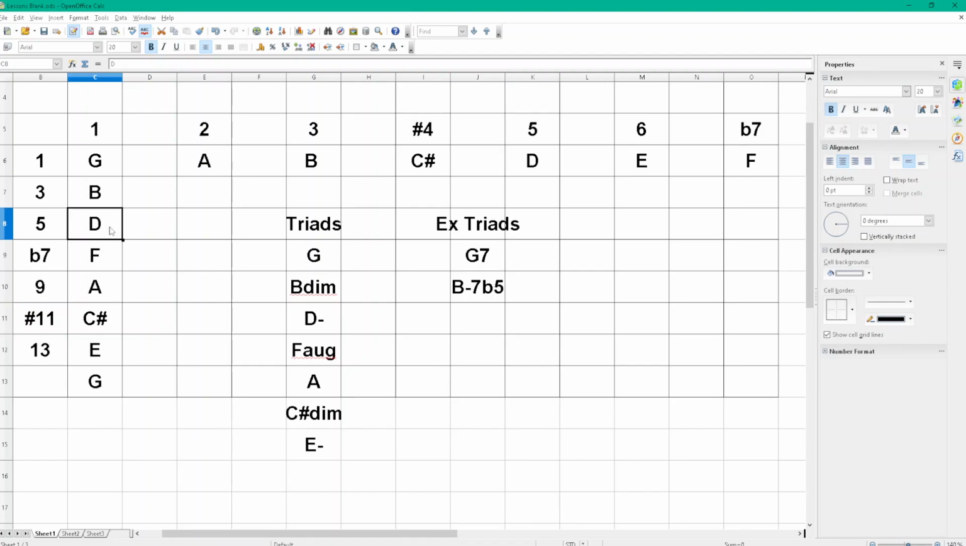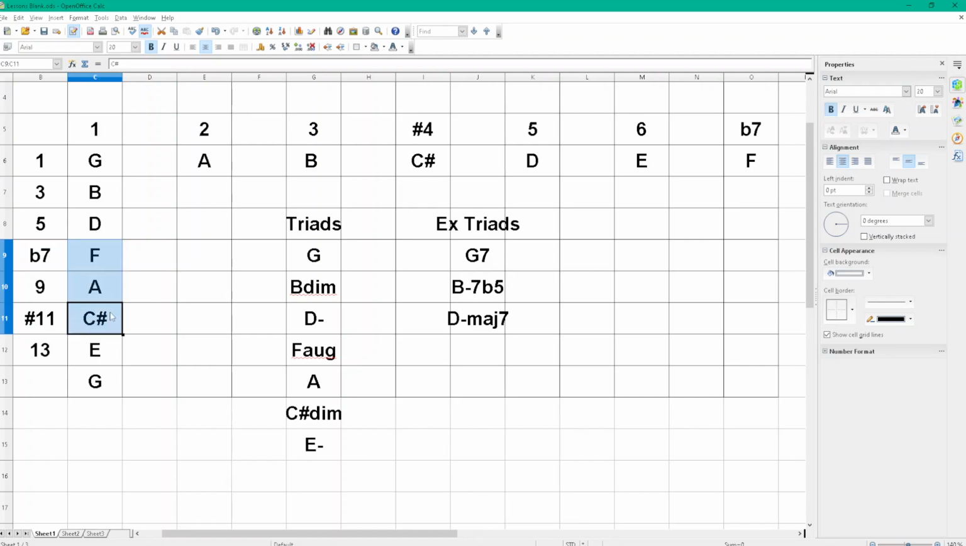D, F, A, and C sharp. So now we go to a territory where the sharp 11 is present. The interval between D and F is a flat 3. D and A is a 5. D and C sharp is a major 7. So this is your D minor major 7.